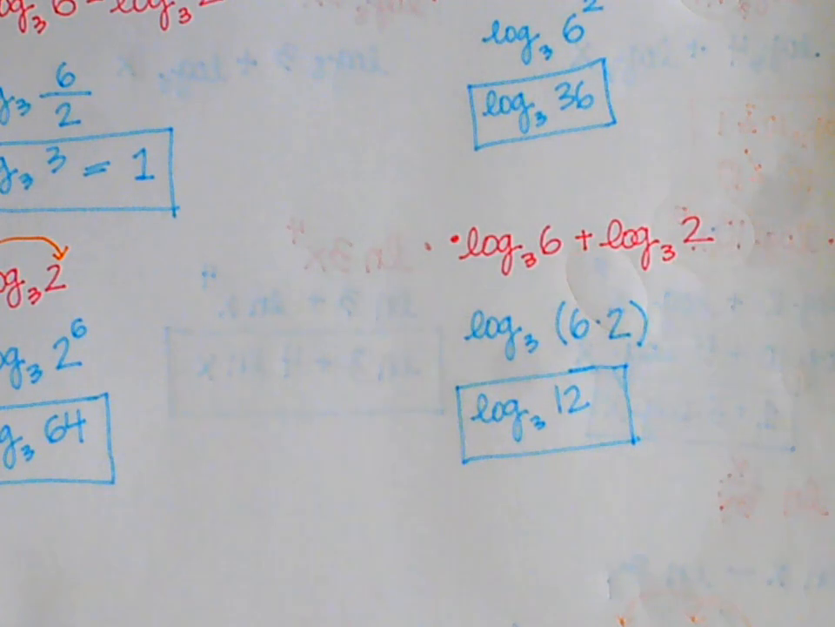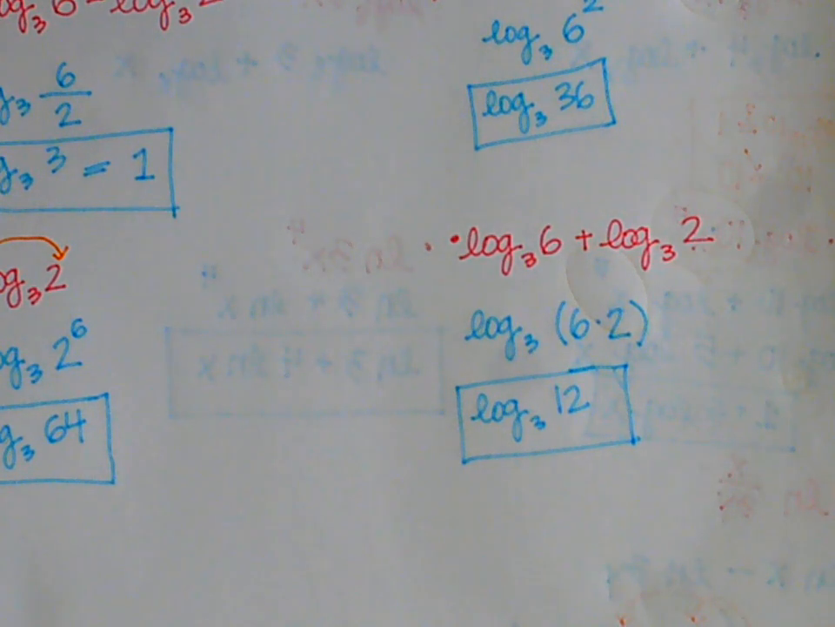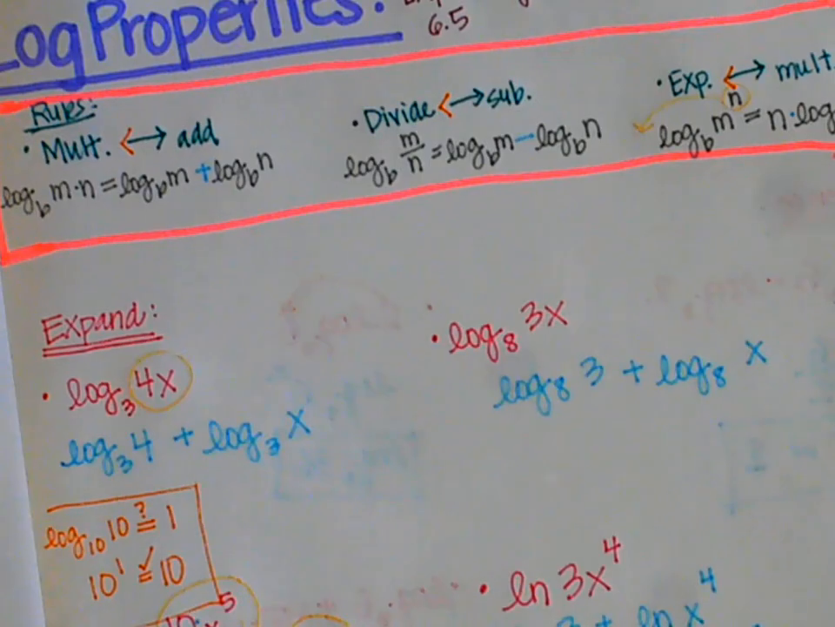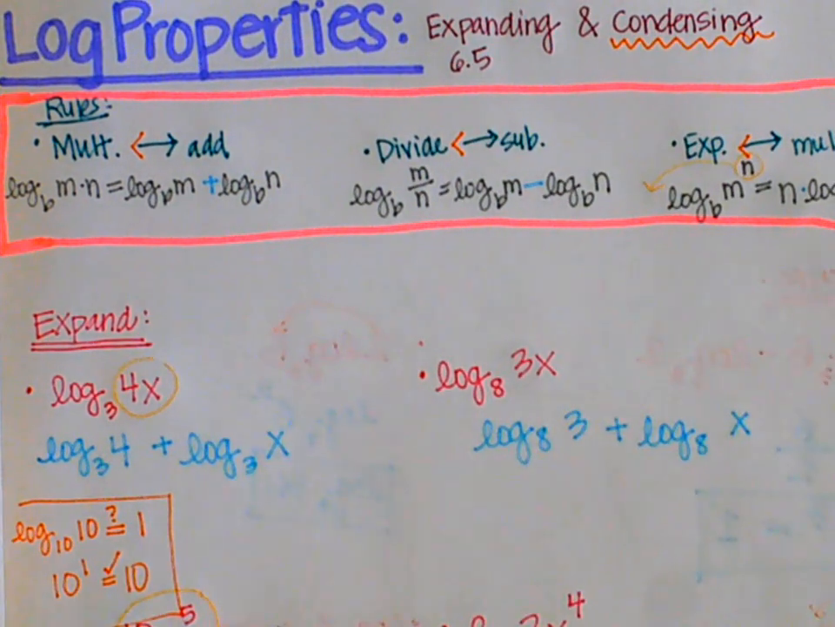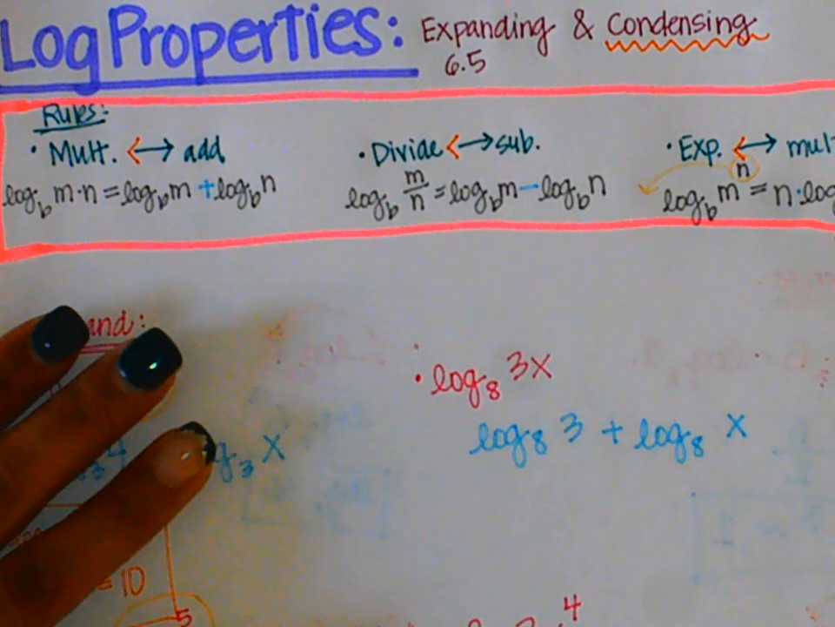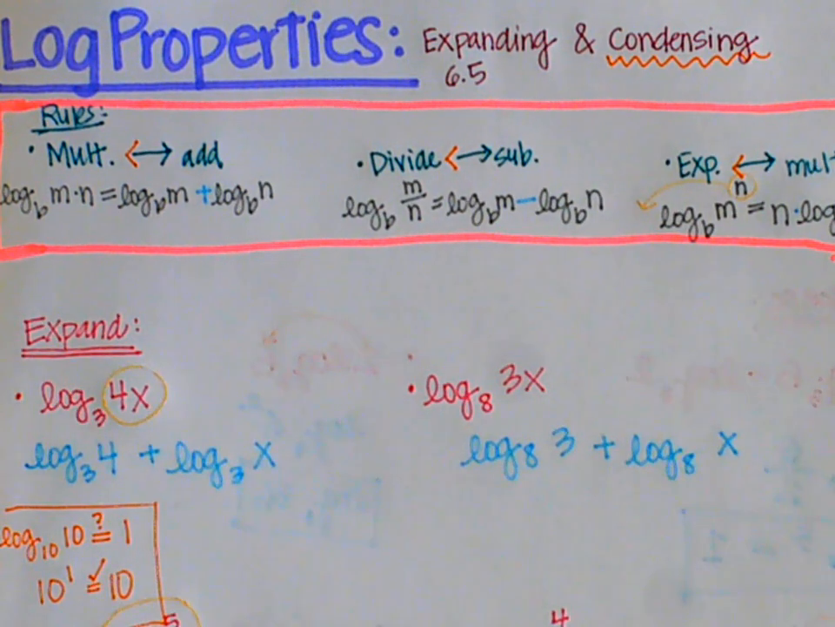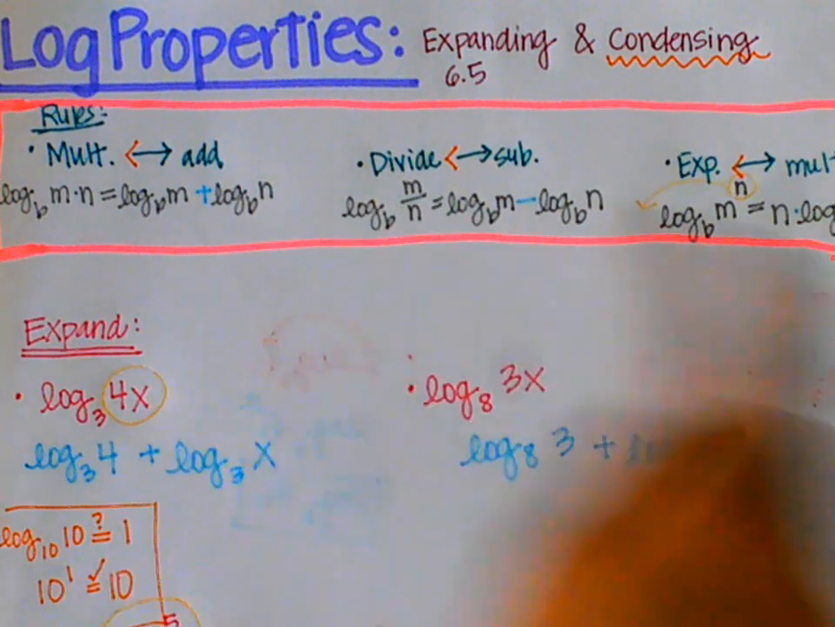And that is pretty much all you need to know about expanding and condensing, is relating it to the same exponent rules that we've been doing. The same general idea stands. If you multiply, you add. If you divide, you subtract. If you have an exponent, you're multiplying. And know that those go both ways. So whether it's asking you to expand or whether it's asking you to condense, those rules would still apply for each one.